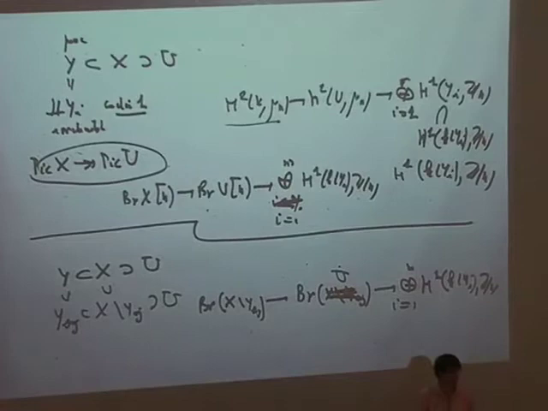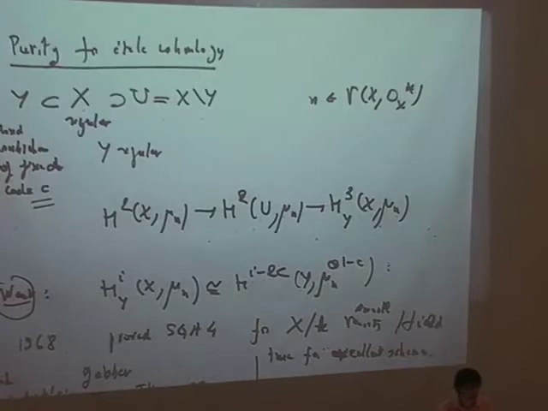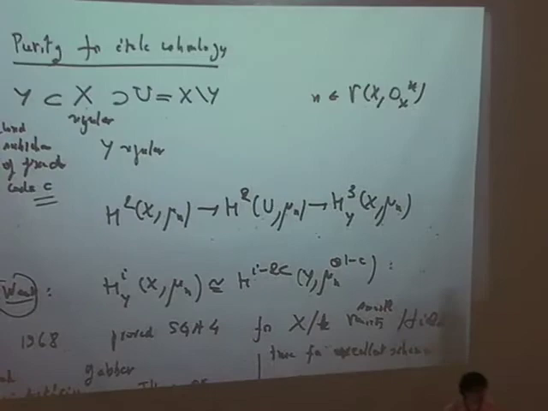And now you just go on with this game. You go on with this game, and you use the fact that because you have purity, as soon as you're in codimension bigger than 2, you get an H^1 with a negative coefficient, you get 0 there. Okay.